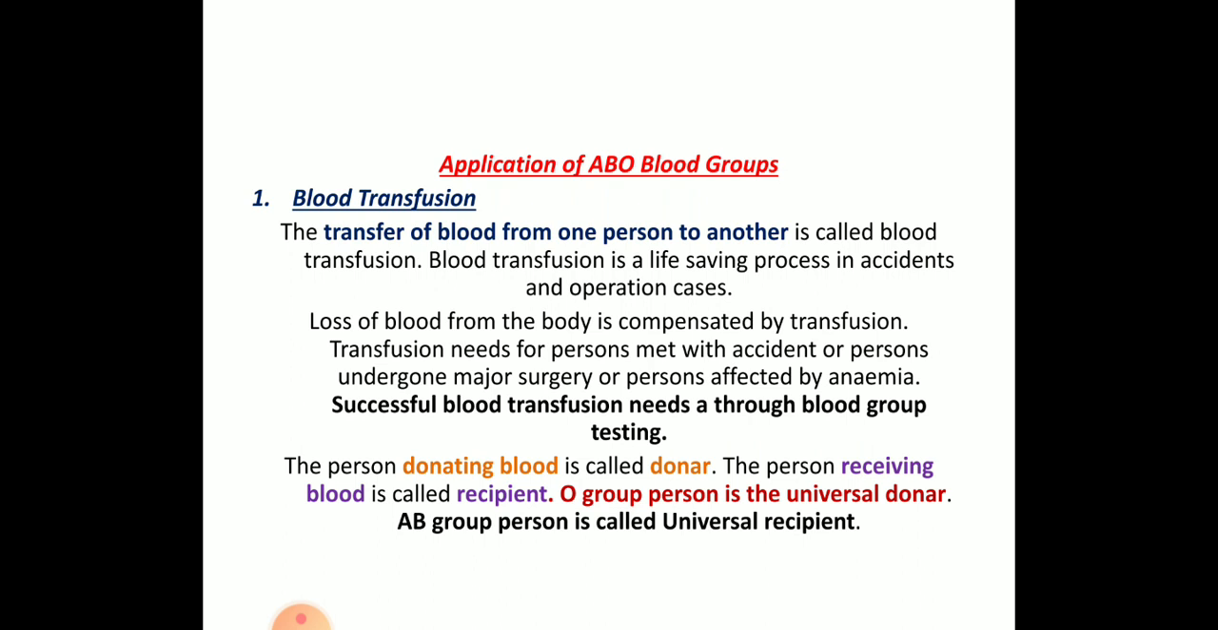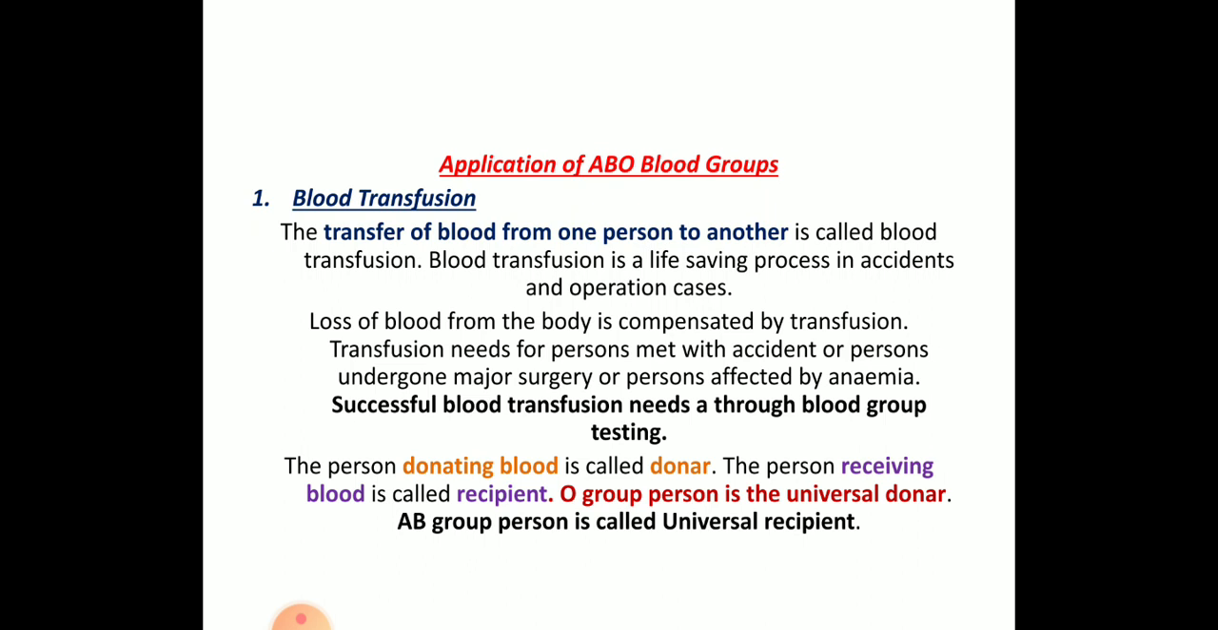So what are the applications of these blood groups? As I was telling, blood transfusion. Usually blood transfusion is one of the noble works, given to a person during accidents or operations. Loss of blood will be there and the blood has to be transferred from one person to another person. And due to that, what happens?